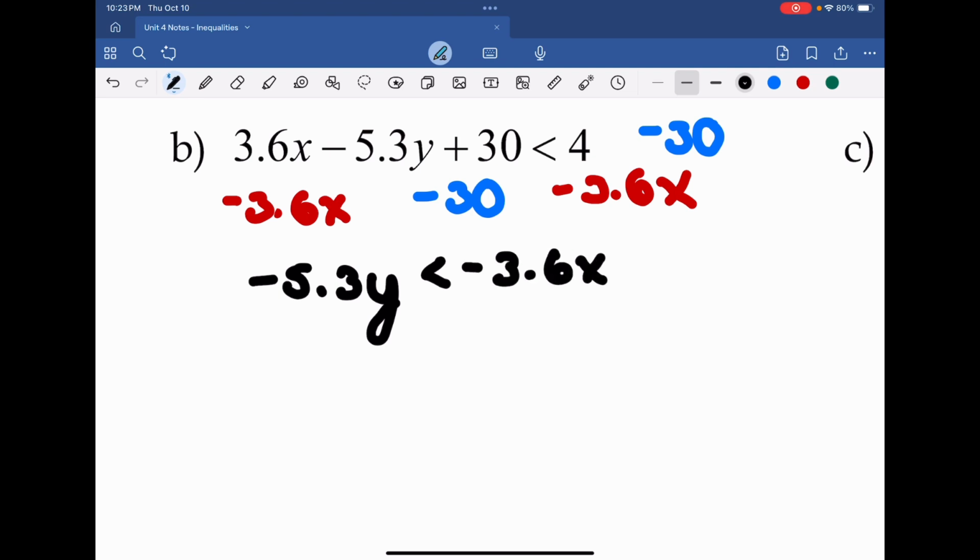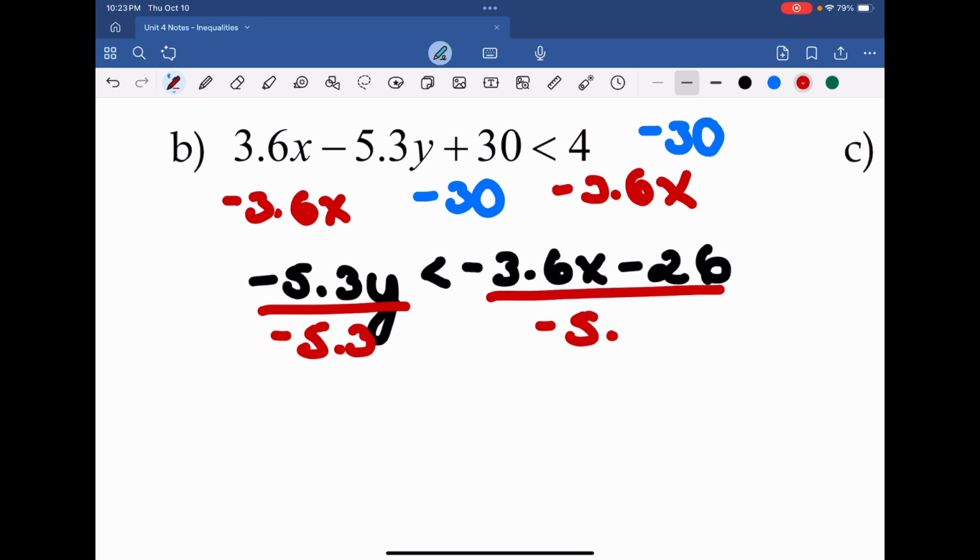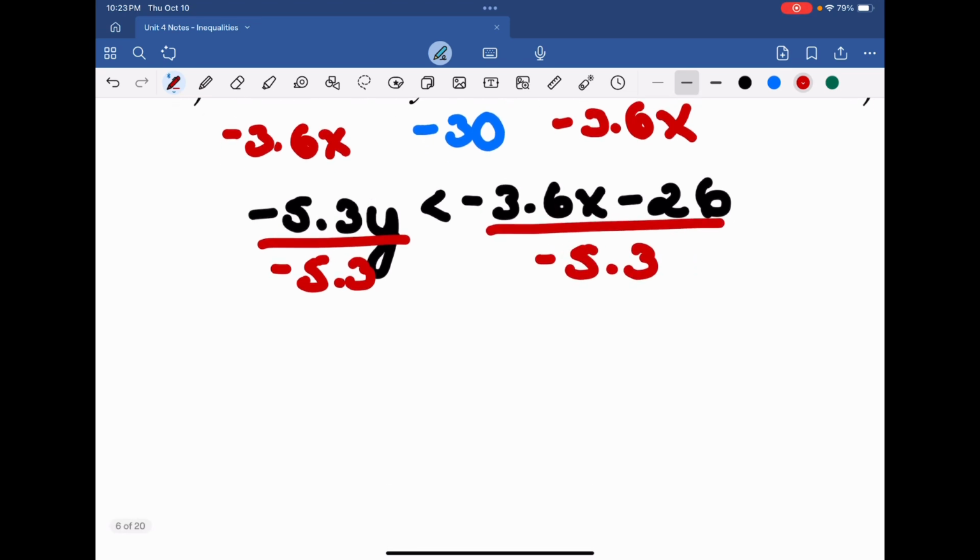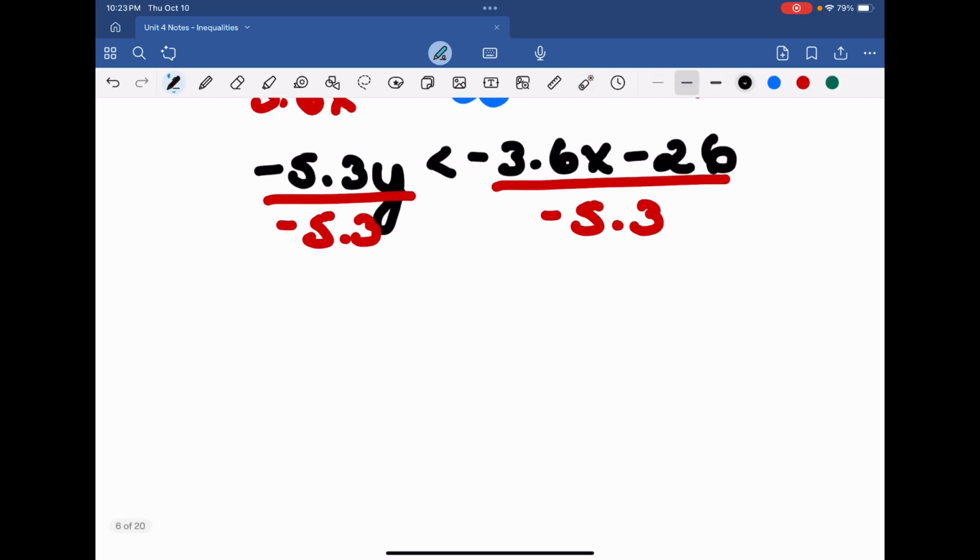3.6x on the other side, 4 minus 30 is negative 26. Then we're going to divide both sides by the negative 5.3. And again, what did we say when we divide by a negative? It flips the inequality. So I'm going to see that this inequality that was originally a less than now transforms to be y is greater than. And I'm going to use an arrow to point down to this to indicate this.